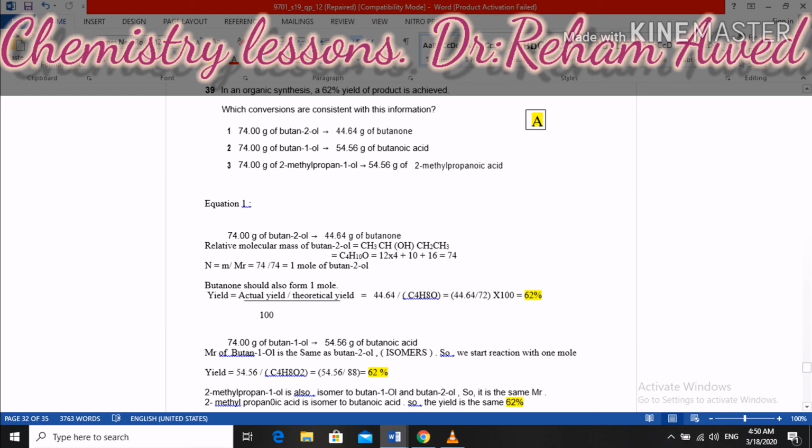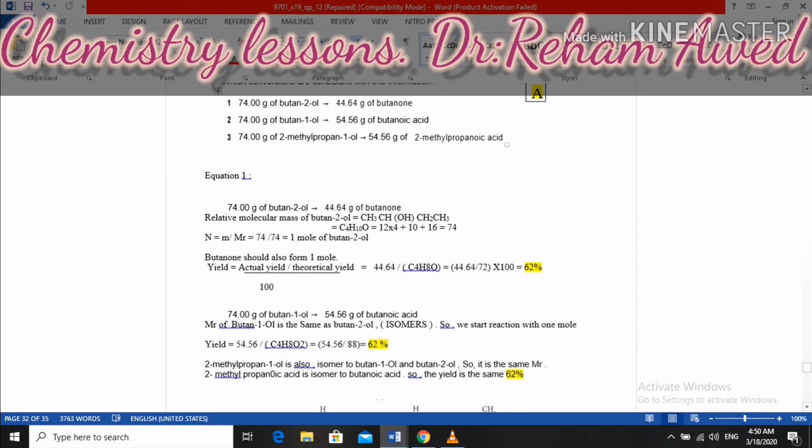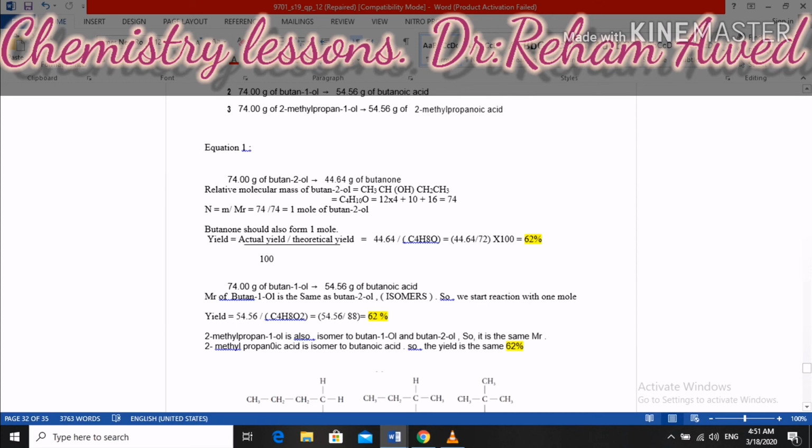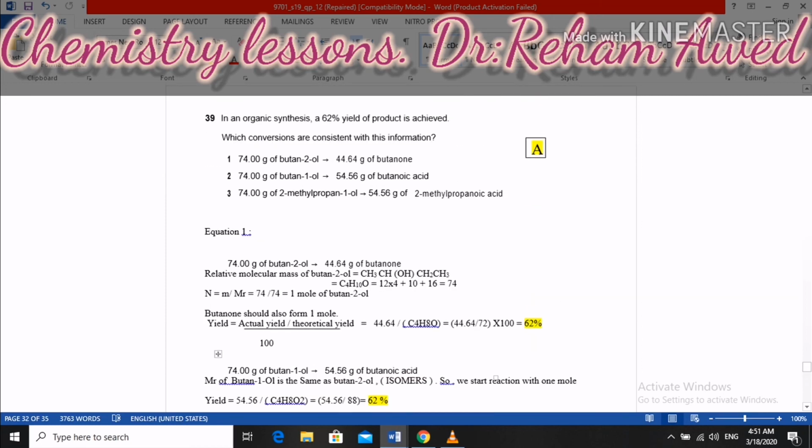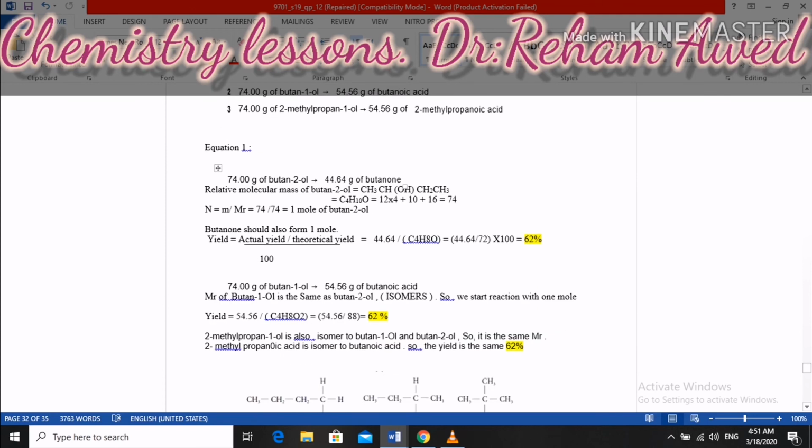So it is correct. The second choice is the same, we know that the relative molecular mass of butanol is 74. So 74 grams of butanol is 1 mole of butanol. Our product must be 1 mole. We calculate yield equals actual yield over theoretical yield times 100. So we have 54.56 divided by 88 times 100, which gives 62. And the same in the last one, we have 62. So our correct answer is 1, 2, and 3. It is the correct answer.